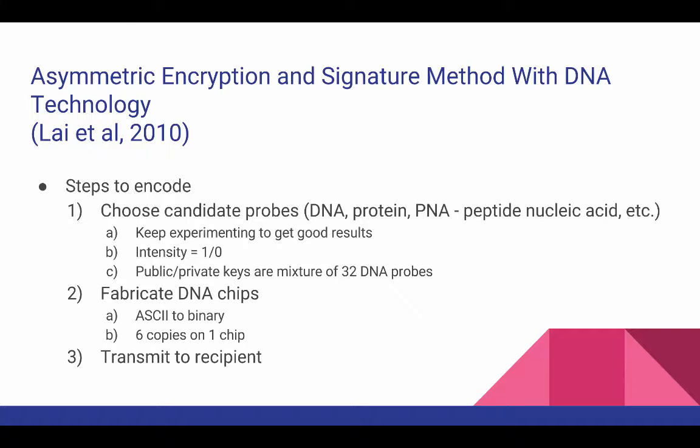And you use this to fabricate your DNA chip, which is your ciphertext, and you convert your ASCII to binary, which are your ones and zeros, and you put that on the chip, and you make 6 copies on one chip, so you can make sure you get a good reaction, because part of this is you can only try this a few times before you wash away all the DNA, which is part of the security. And then after you do that, you transmit the chip to the person you want to receive it.